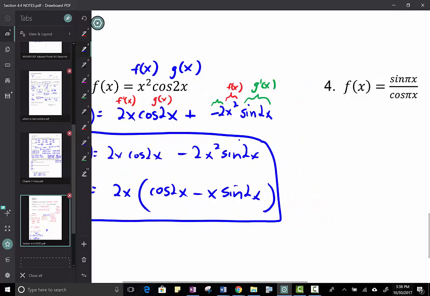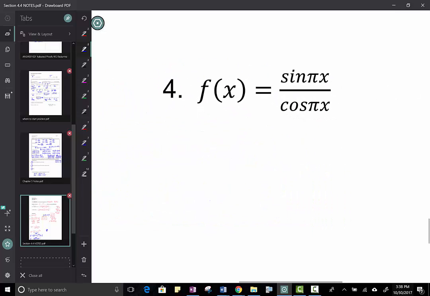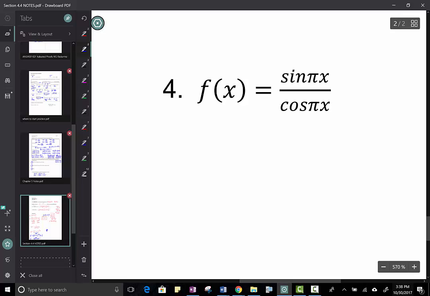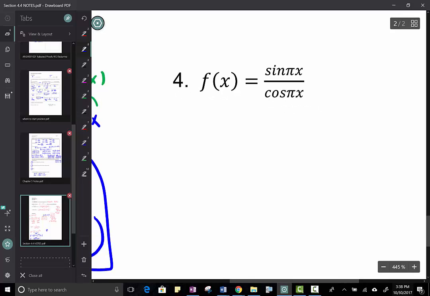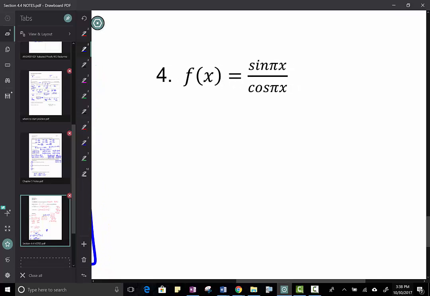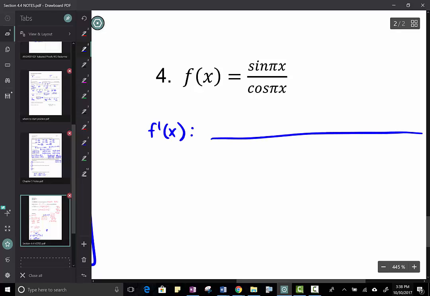Okay, lastly, let's look at number 4. Sine of pi x divided by cosine of pi x. So this is going to be quotient rule, right? So let's go ahead and do the quotient rule here, which is the derivative of the first, so the derivative of sine of pi x, that's going to be a chain rule. We should do this off to the side.